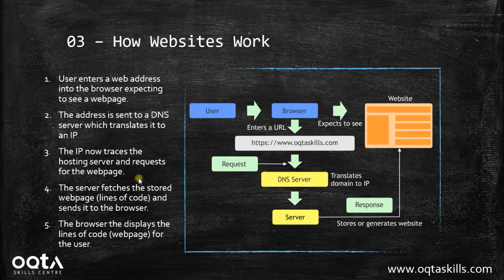So let me just finish with what you see here, then I'll give the explanation. So the IP now traces the hosting server and requests for the web page. Now the server fetches the stored web page or the lines of code and then sends it back to the browser. And then the browser now displays the lines of code that has been sent to it by the server.